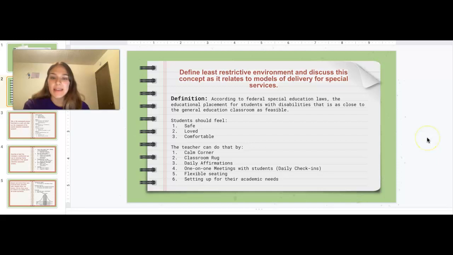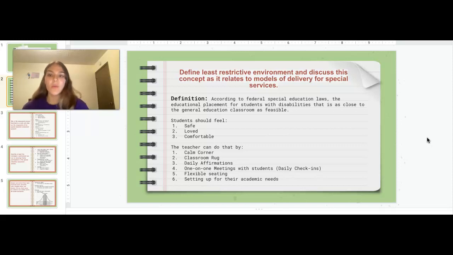Question number 1. Define least restrictive environment and discuss this concept as it relates to models of delivery for special services. Okay, so the definition of least restrictive environment is, according to federal special education laws, the educational placement for students with disabilities that is as close to the general education classroom as feasible.